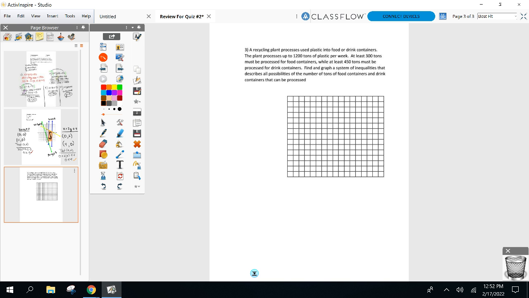All right, so let's start with the variables. X and Y. Please do not go away from X and Y. Don't put F and C for food and containers, because you have an X axis and a Y axis. In the first problem we did, you could have used D for ducks, C for chickens, but when you're graphing, keep it X and Y because those are your axes. X will be all the tons of food, and Y will be tons of drink.